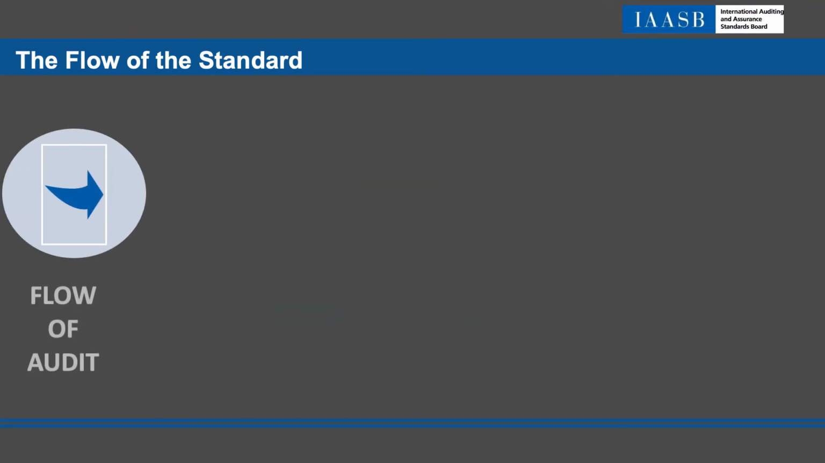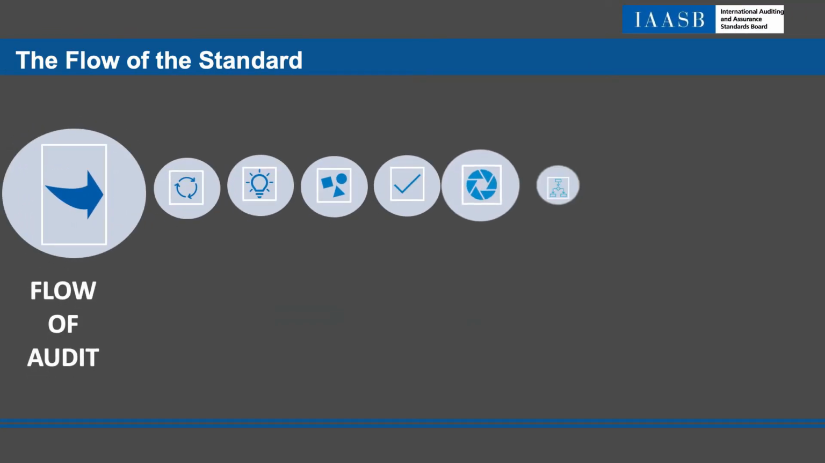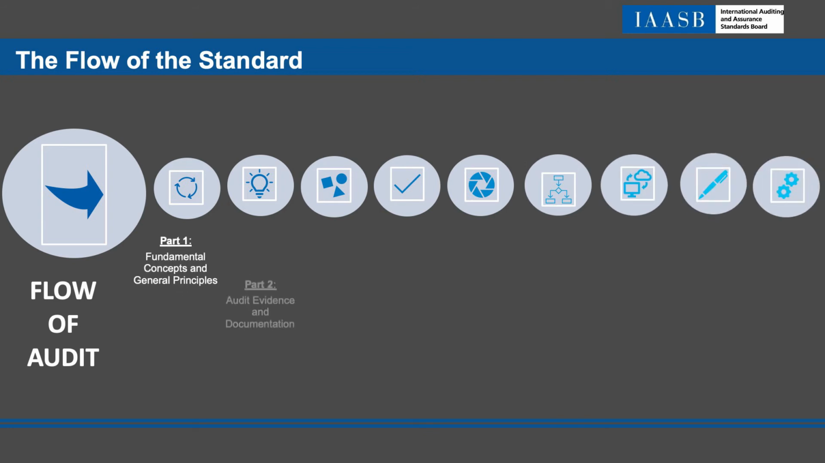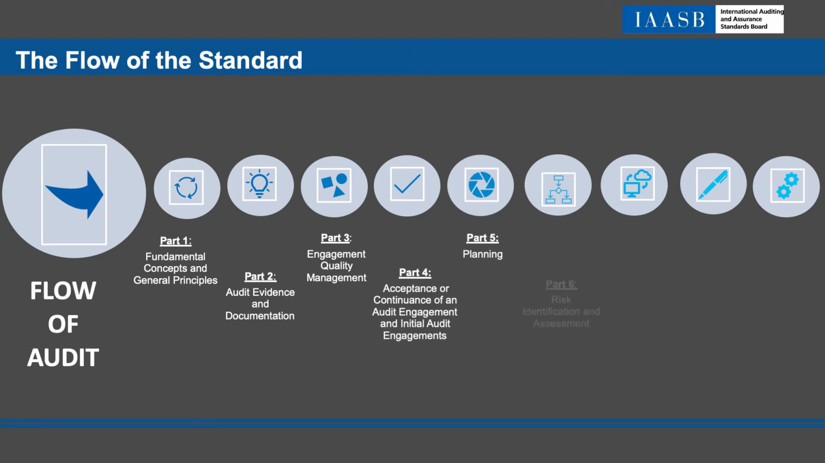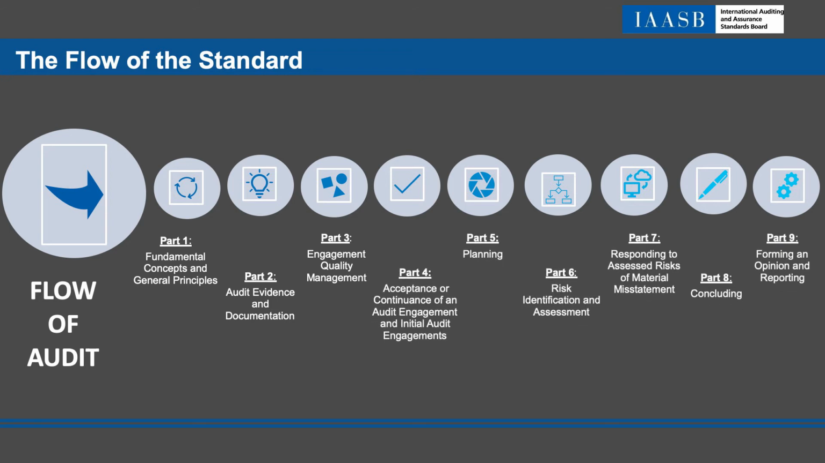Moving on to the standard itself. The standard has been structured to follow the flow of an audit, starting with the more general principles of an audit in parts 1 to 3, and followed by the procedural requirements for an audit of an LCE in parts 4 to 9. Parts 1 to 3 explain the fundamental concepts and overarching principles, general requirements on audit evidence and documentation, responsibilities for managing and achieving quality. Parts 4 to 9 include the requirements relevant to the acceptance and continuance of the audit engagement, the planning through the concluding and reporting phases of the audit.